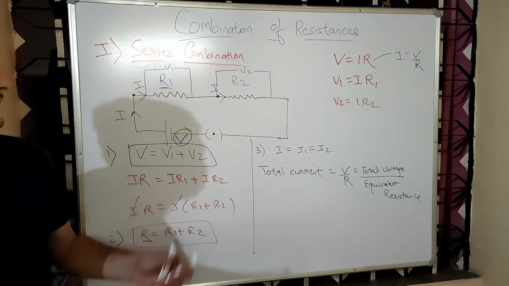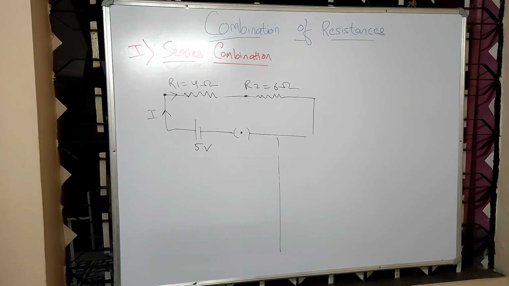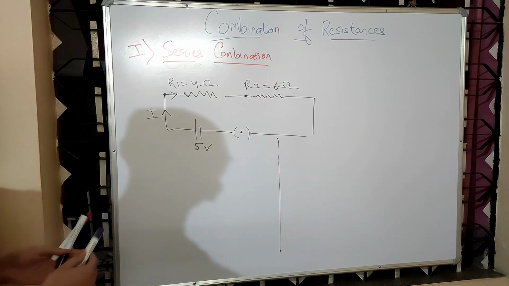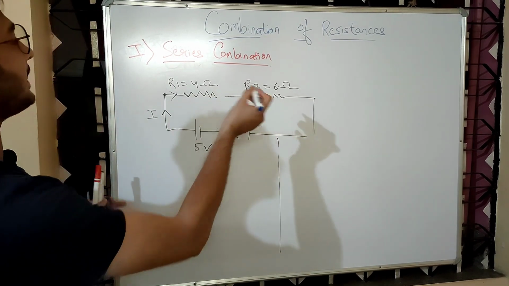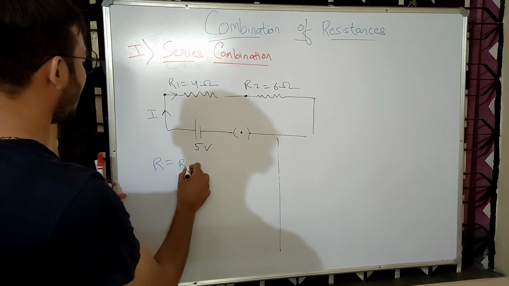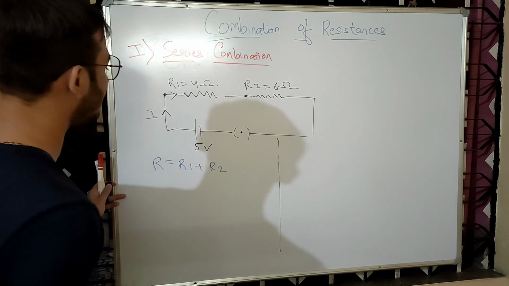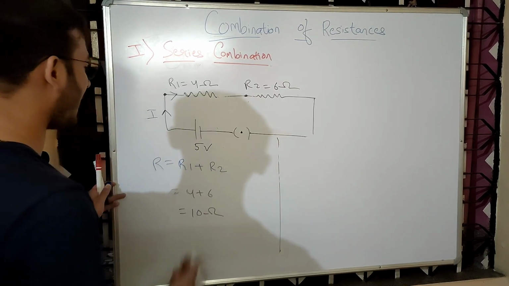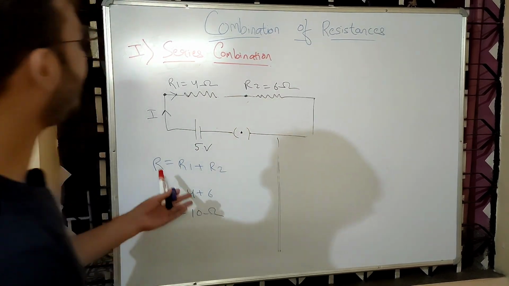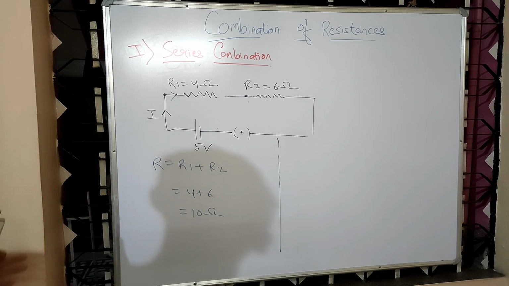So let's see an example for this. So let's consider an example. We are having two resistances of 4 ohms and 6 ohms connected across a 5 volt battery. And what are we required to find? We are required to find equivalent resistance. So R, very simple. It is in series. So R will be equal to R1 plus R2. So 4 plus 6. This will be 10 ohms. R. Now V across both of them we will find after current.